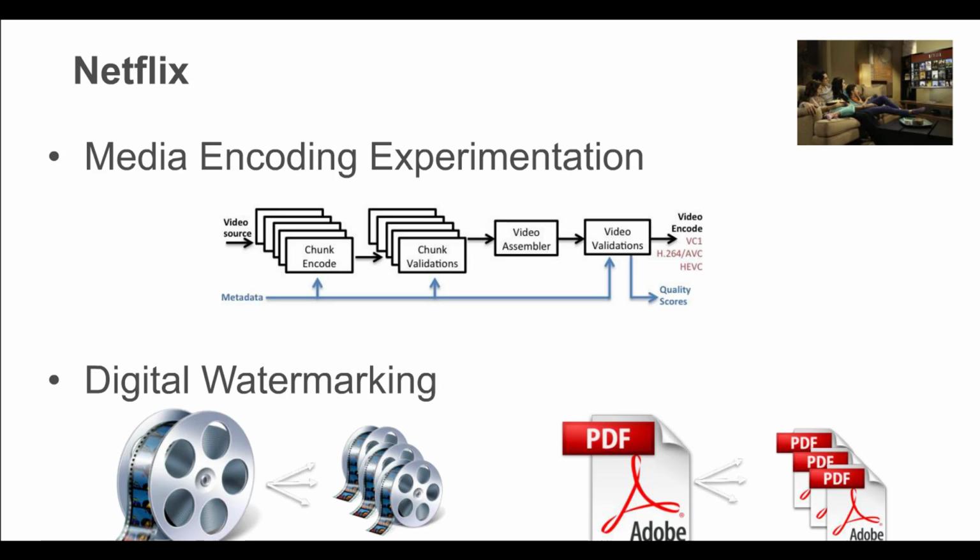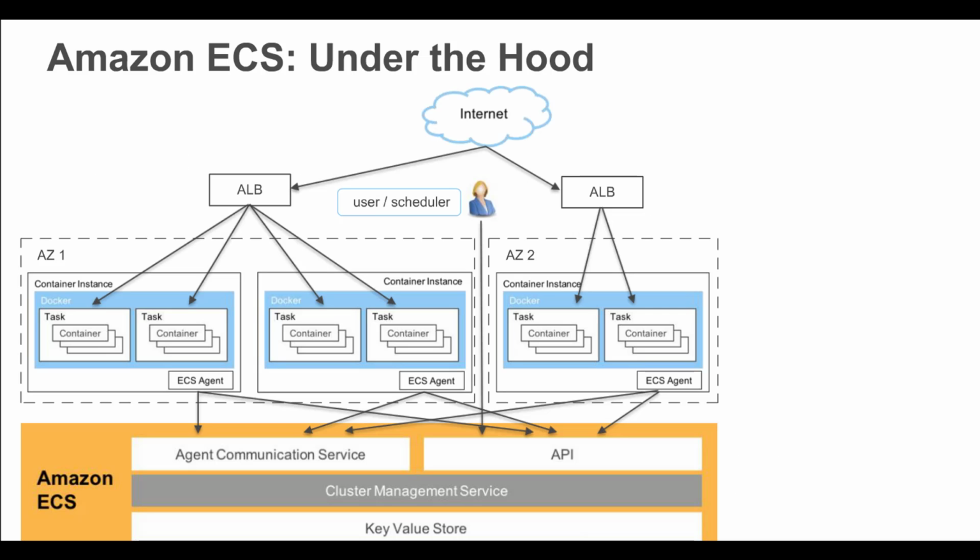A third example is Netflix, which is pushing the envelope even further with media encoding experimentation and digital watermarking, which they are experimenting with on ECS and their homegrown solutions right now.